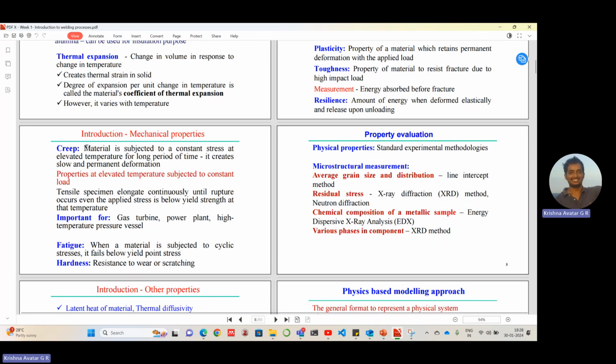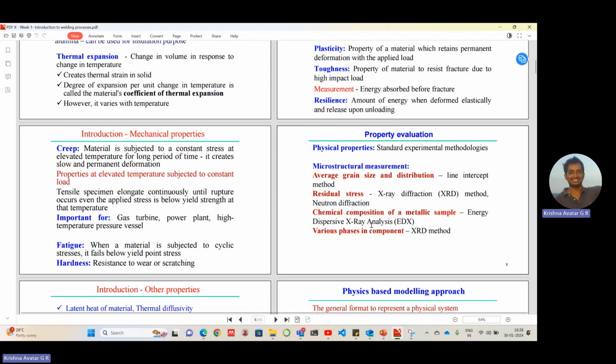So creep is another phenomenon, which is when a material, even when subjected to a constant stress at elevated temperature for a long period of time, will undergo time-dependent deformation, which is essentially permanent in nature, and it will go on till it eventually reaches rupture, even if the applied stress happens to be below the yield strength at that temperature.